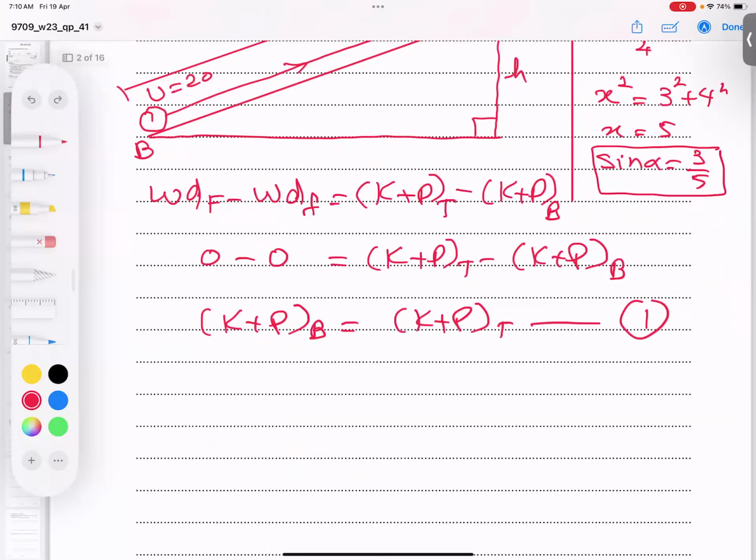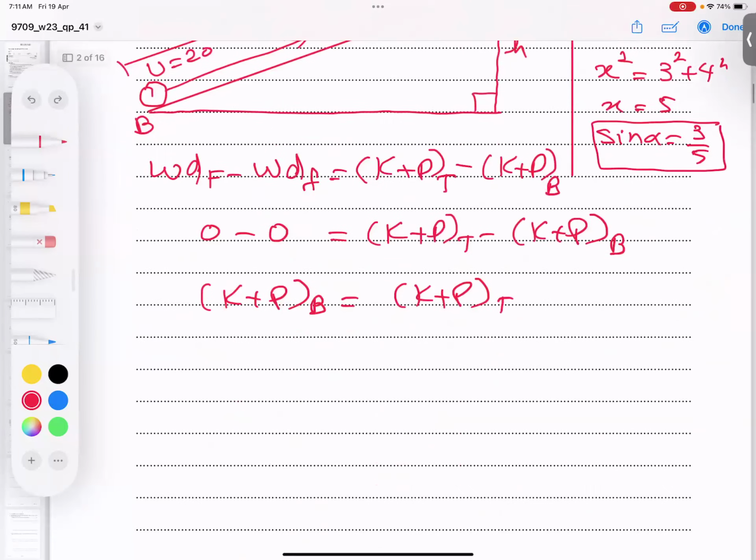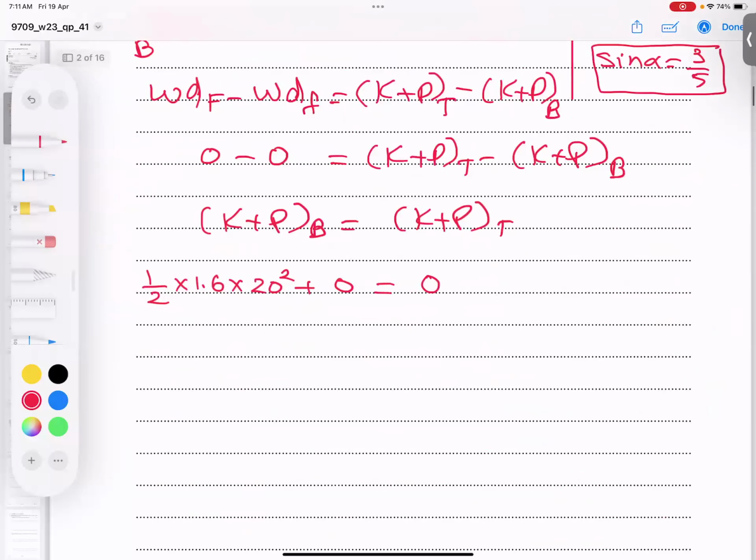So let's try to find it, or I can plug it in directly here. What is kinetic energy at the bottom? Mass is 1.6 kilogram, half mv squared, with speed 20. And the potential energy at the bottom is 0 because height is 0, you know, mgh, gravity times height, and the height is 0. Kinetic energy at the top: he said that it will come to rest at the top, so this is also 0. No need to work on it.